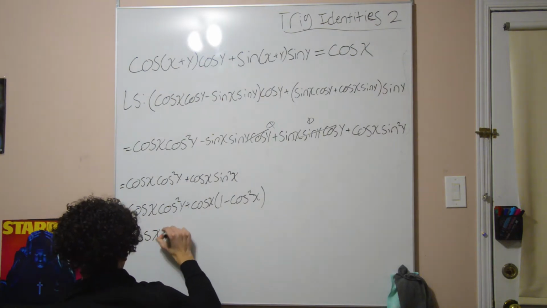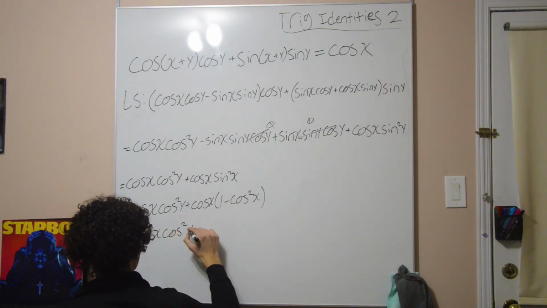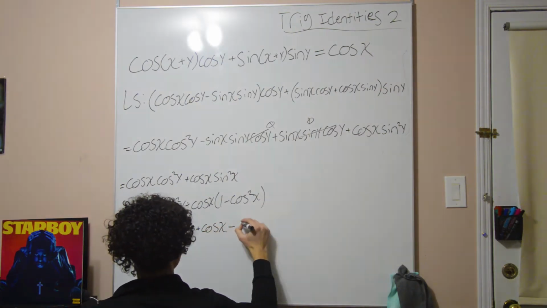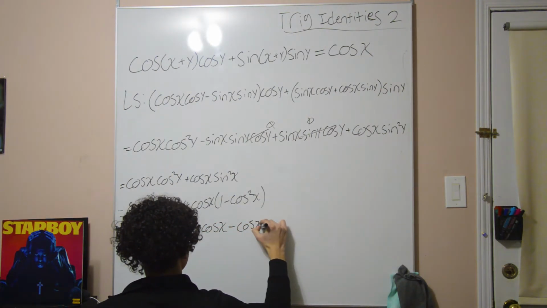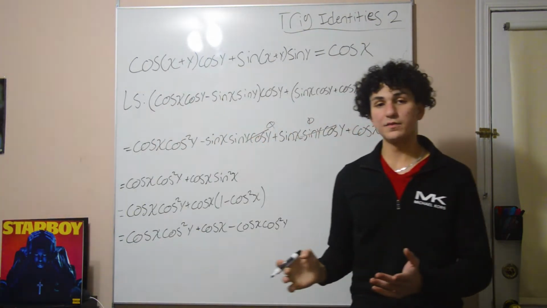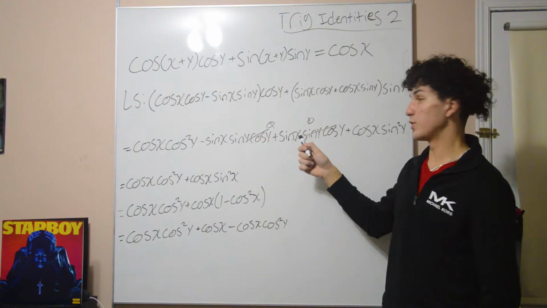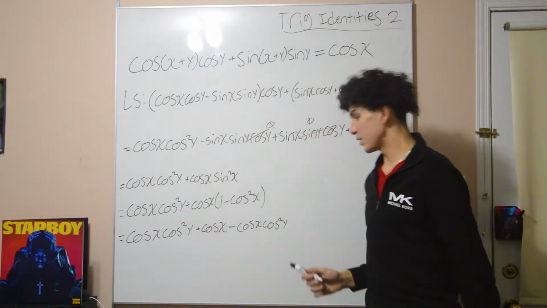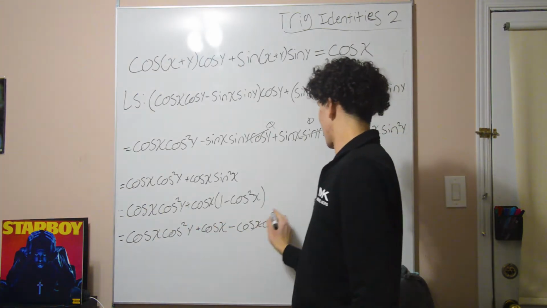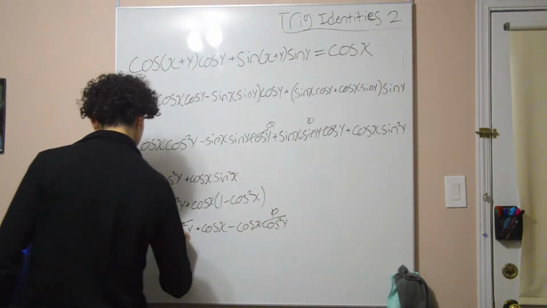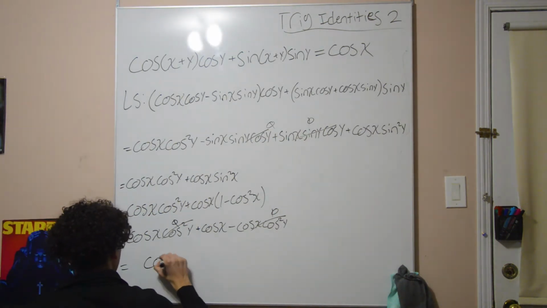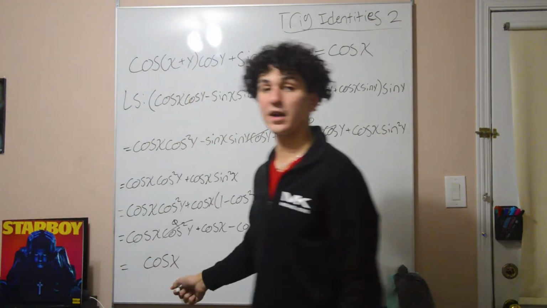We get cos x cos squared y plus cos x minus cos x cos squared y. Finally, from here, same thing that we did up here. These two are the same. They zero out because one is negative and one is positive. And we get our final answer to be cos of x, just like that.